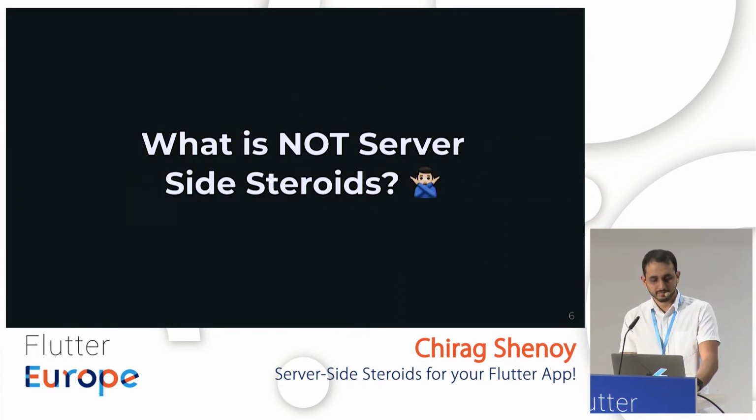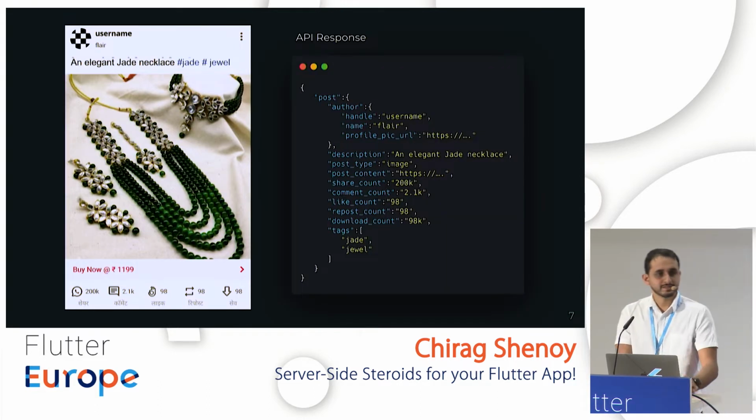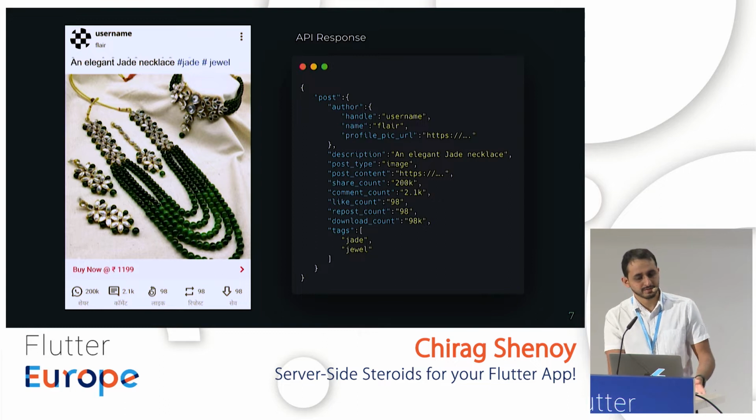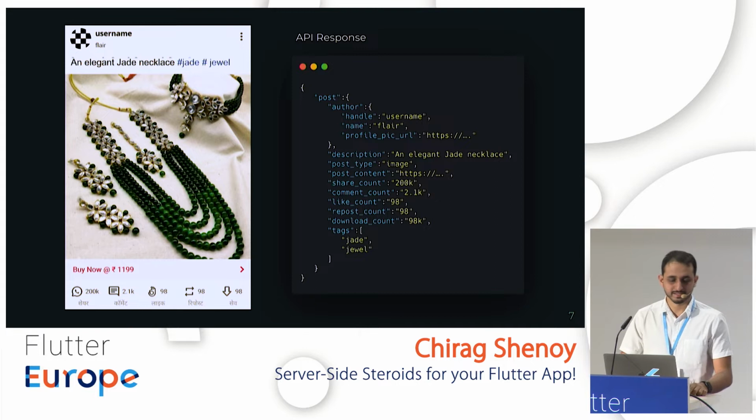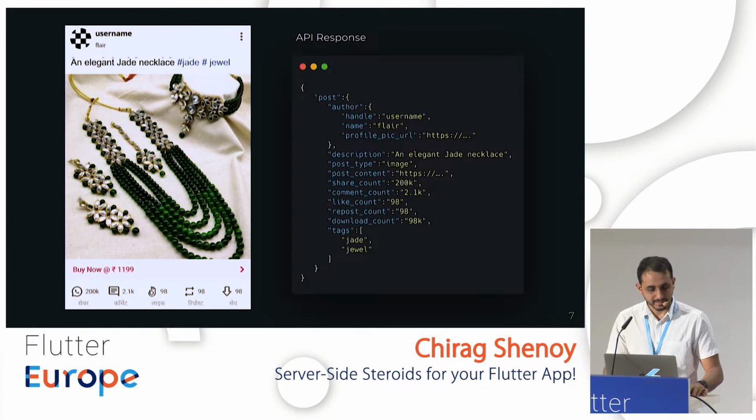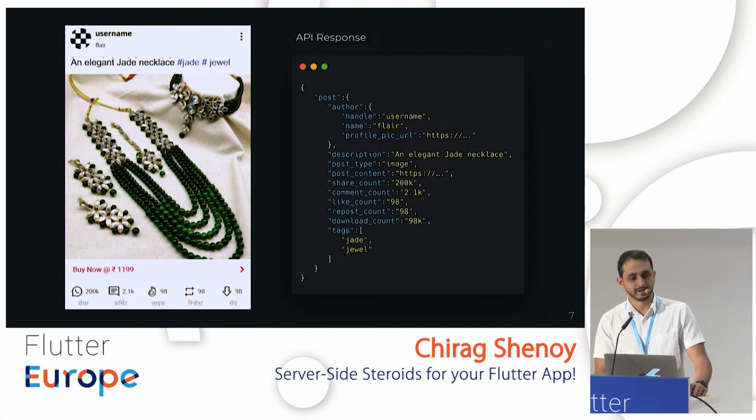Okay, so what is server-side steroids? Let's start off with that. Since this is a social media platform, you can see a screen where there's some sort of a necklace. It's a post, basically. It says an elegant jade necklace. And then you have some sort of action items at the bottom, which the first one is a WhatsApp share. The second one is a comment. Third one is a like, and so on. And there's an image, and there's a username, and there's a handle associated with it, and a profile picture of the user.